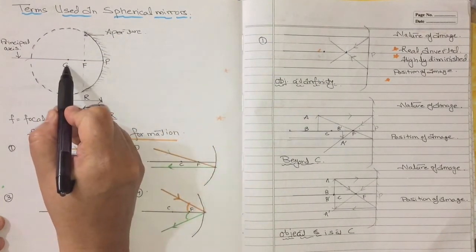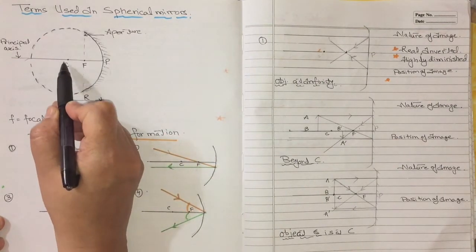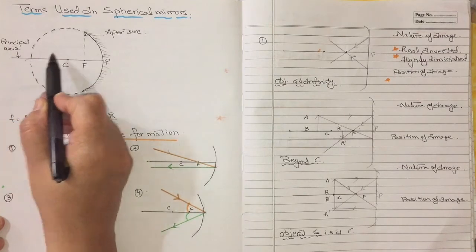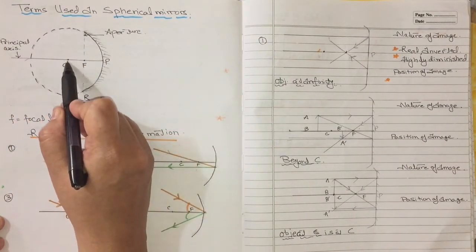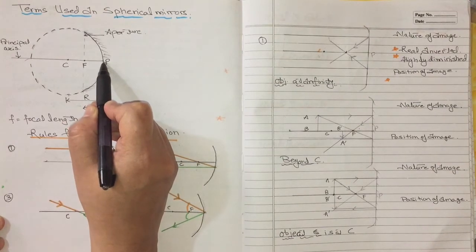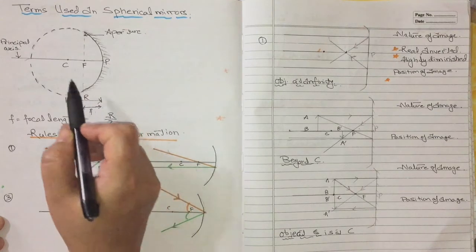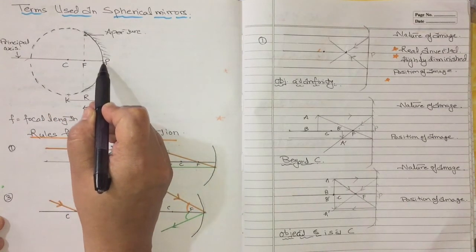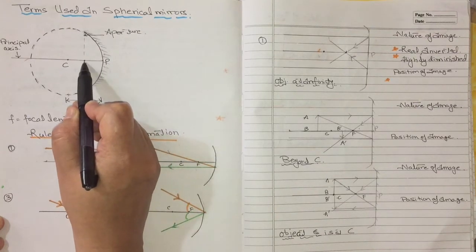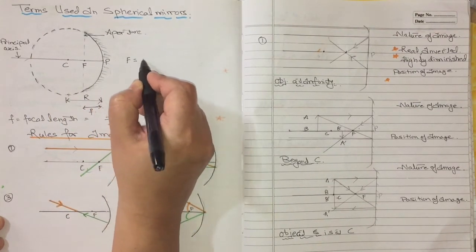Okay, now if you see, the first term is C. This is the center of curvature. Center of curvature is nothing but the center of the hollow sphere. Clear? Now what is P? P is the pole. This is the center of the reflecting surface. Now let's take the distance between C and P as 4 cm here. Then F is half of C and P.